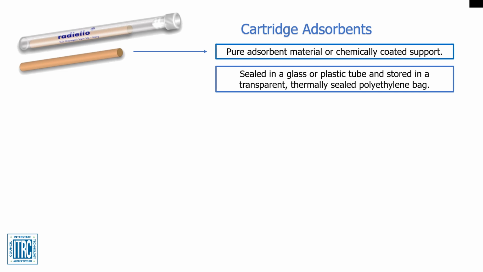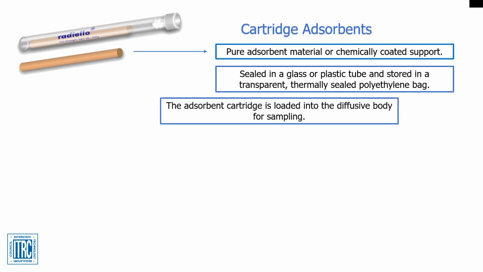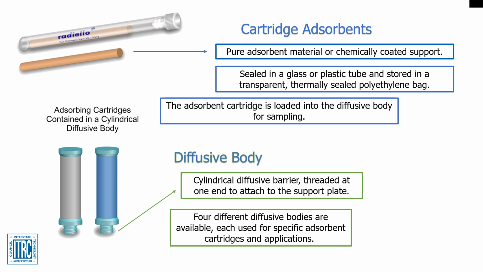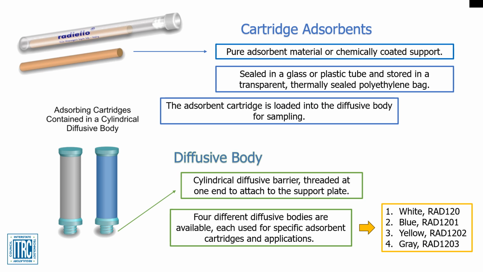When ready for deployment, the adsorbent cartridge is loaded into the diffusive body and attached to the support plate. The cylindrical diffusive bodies are threaded at one end, so they can be attached to the support plate. Vertical adapters to orient the diffusive body to be parallel to the triangular support plate are also available, depending on the sampling environment. Four different diffusive bodies are available, each used for specific adsorbent cartridges and applications. For example, the yellow diffusive body is indicated for use with thermal desorption cartridges for sampling of BTEX, while the white diffusive body is indicated for use with solvent desorption cartridges for sampling of BTEX.